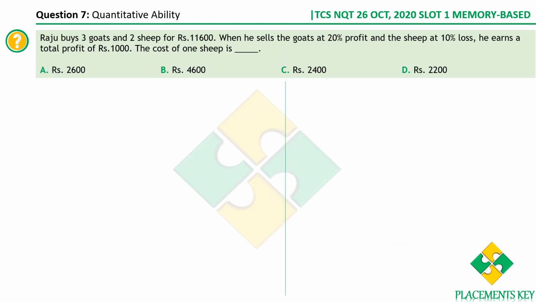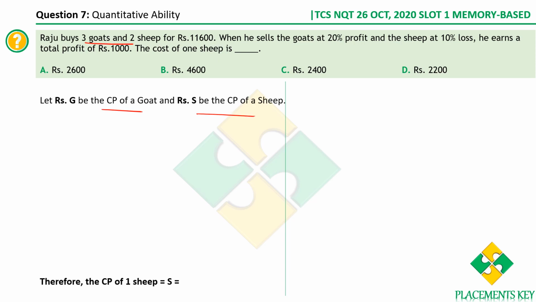Raju buys 3 goats and 2 sheep for rupees 11,600. Let G be the cost price of a goat and S be the cost price of a sheep. Therefore, what can we say? The cost price of 3 goats is 3G and 2 sheep is 2S, and this value is given as 11,600. Now he sold the goats at a 20% profit. So what is the profit that he earns on selling the goats? It is 20% of the cost price of the 3 goats, which is 3G.